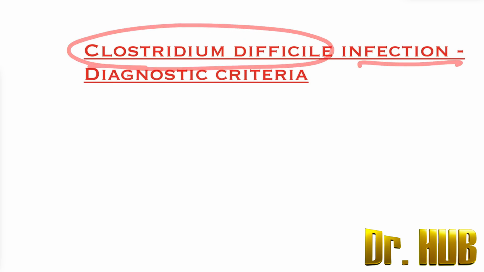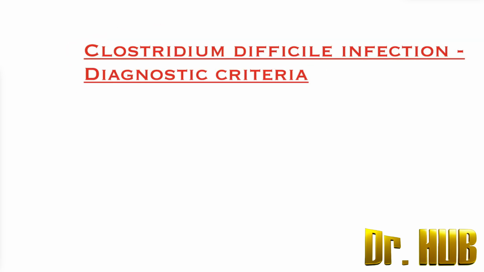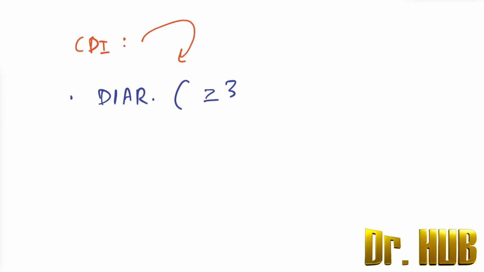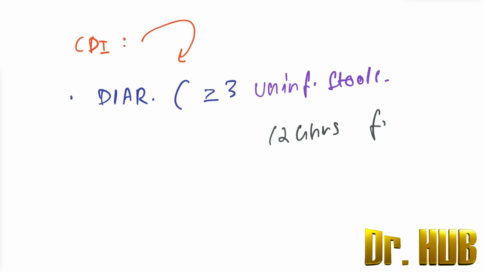Clostridium difficile infection, and we're looking at the diagnostic criteria. So Clostridium difficile infection, in short we are calling it CDI. So CDI diagnosis is a combination of these findings, that is the presence of diarrhea. So presence of diarrhea that is greater than or equal to 3 unformed stools, seen per 24 hours, for greater than or equal to 2 days, and there is no recognized cause.